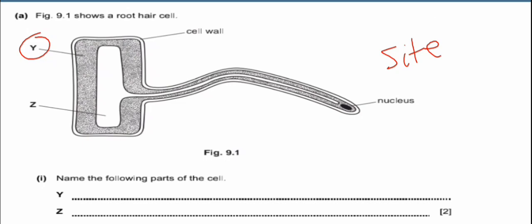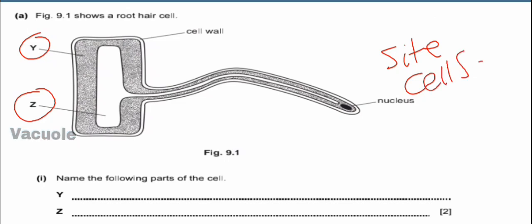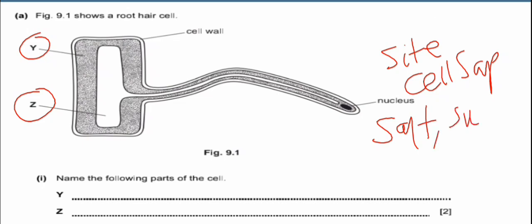Then structure Z. This one is called the vacuole. It's just the site which contains the cell sap. So the cell sap is just the solution. This solution is composed of three things: salt, sugar, and water. That's the cell sap. Now, from the same root hair cell, we have the nucleus.